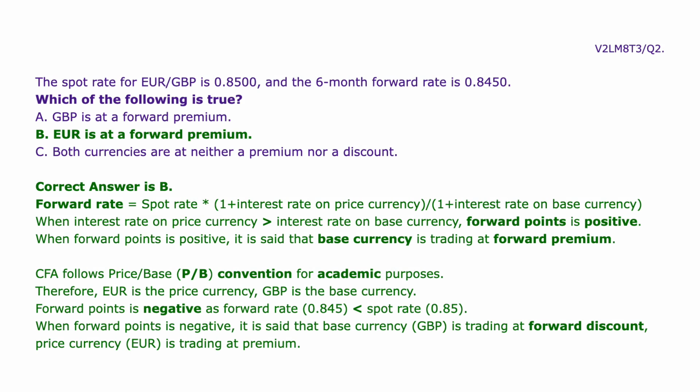CFA uses the price-based convention. Euros is the price currency, GBP is the base currency. Since the forward rate, 0.8450, is lower than the spot, 0.8500, forward points are negative, meaning GBP is at a forward discount and Euros is at a forward premium.